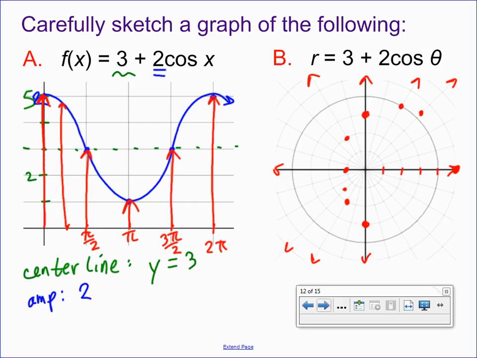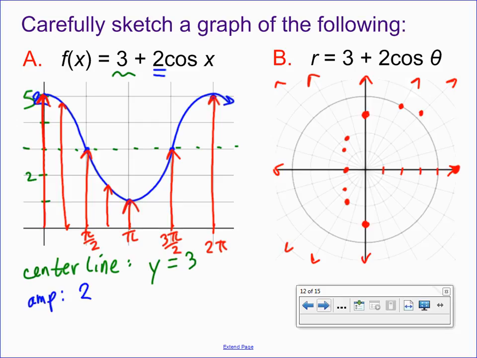I want to do one more to confirm what we're seeing here. I'm going to go back to 3 pi over 4. So 3 pi over 4, cosine of 3 pi over 4 is negative root 2 over 2, which is about negative 0.7, times 2 is about negative 1.4, plus 3 is about 1.6. Oh my goodness gracious.